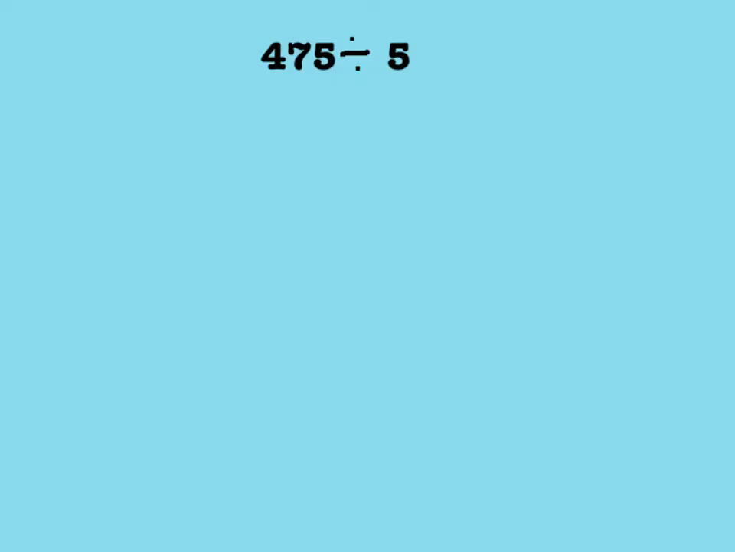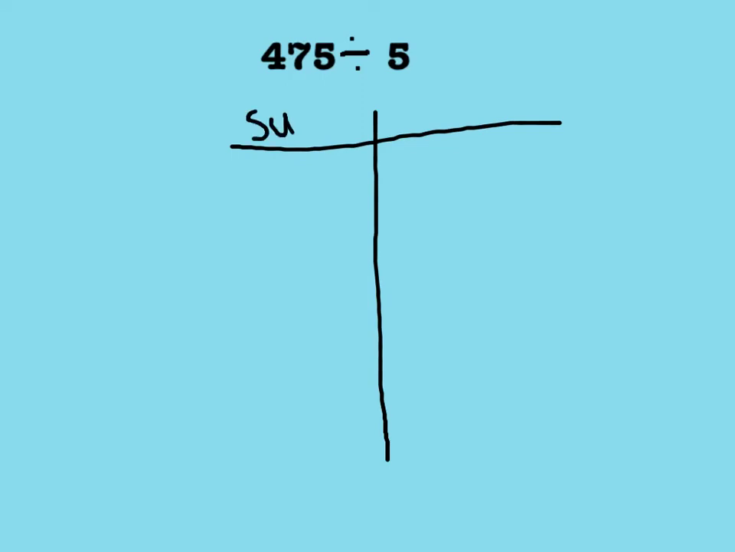Now we have 475 divided by 5. Now it would take me a long time to do repeated subtraction and just take groups of 5 away. So my goal is to subtract the biggest multiples of 5 that I can. So I'm going to make my t-chart. Remember, we could do this. And I'm going to put sub at the top for subtract and record on this side for recording my groups. And I have 475, and this is where I'm going to do my subtraction.